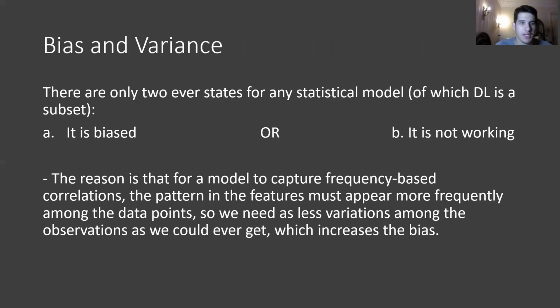Next, we have bias and variance. I think there are only two states for any statistical model, of which deep learning models, of course, are a subset. Either it is biased or it's not working. Why? Let's talk first about being biased. The reason is that for a model to capture frequency-based correlations, the pattern in the features must appear more frequently among the data points. So basically, we need fewer variations among the observations, and this increases the bias. Like I said, we need the pattern among the features to be repeated as many times as possible, so that when we calculate the number of repetitions against the relative frequency, we get a high number, so we can capture the pattern rather than just capturing noise.